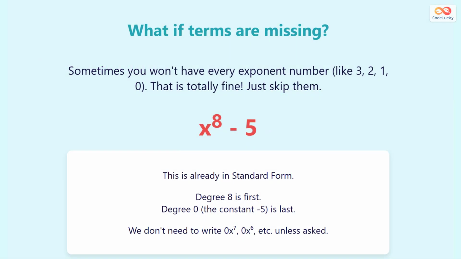Sometimes you might see a gap in the exponents. For example, x to the 8th power minus 5. We jumped straight from 8 to 0. That is perfectly fine. You do not need to fill in the missing numbers. As long as the highest degree is on the left and the lowest is on the right, it is in standard form.